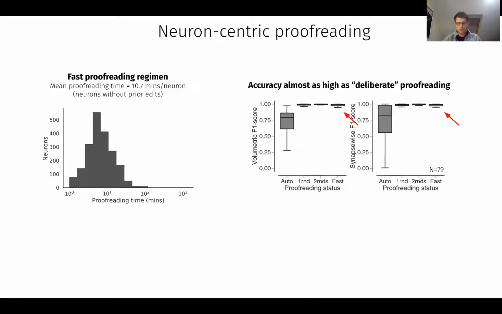The neuron-centric proofreading that at least people in Princeton are following is what we call a fast proofreading regimen. So we found that proofreading of single neurons can actually happen on average within 10 to 20 minutes. And we did some evaluation on that for the Flywire paper, where we compared this to very deliberate proofreading over multiple rounds and hours of proofreading, and found that very fast proofreading of the major errors is almost as accurate as the more deliberate proofreading.